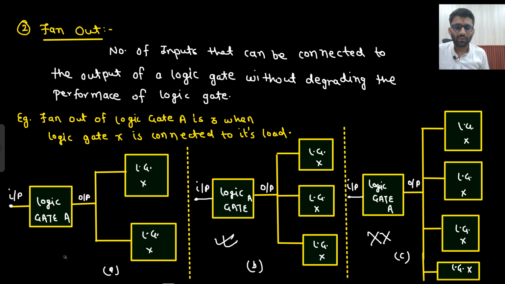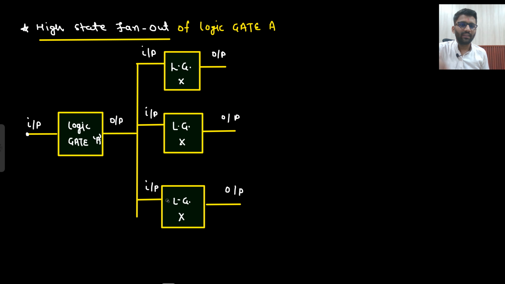So how do we define that? Let's check that out. We will take two states, when output is high and when output is low. High state fan out of logic gate A means the output is high. If output is high, then it will source the current. This I am writing as IOH. If it is sourcing the current, that means the inputs will sink the current. This is the input current when output is high. If output is high, that means this input will be high only, because if I have 5 volt here, also 5 volt here, also 5 volt here, it will sink the current.